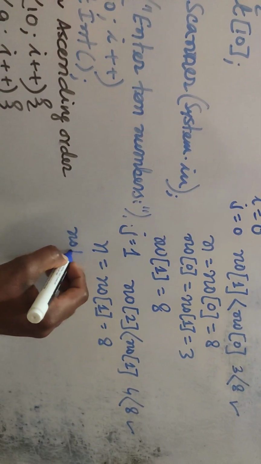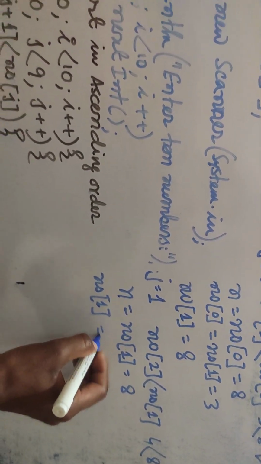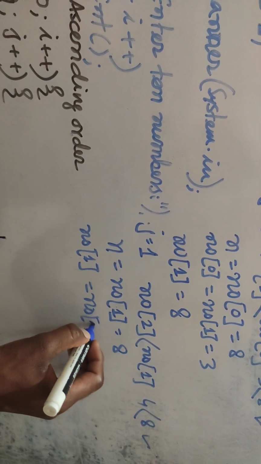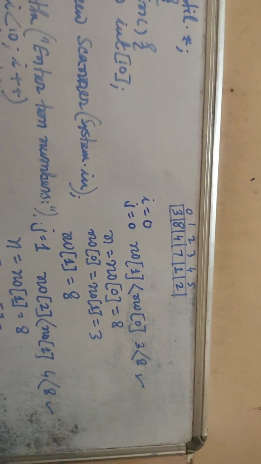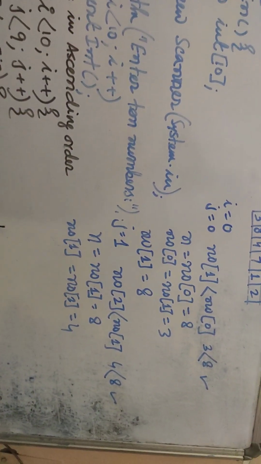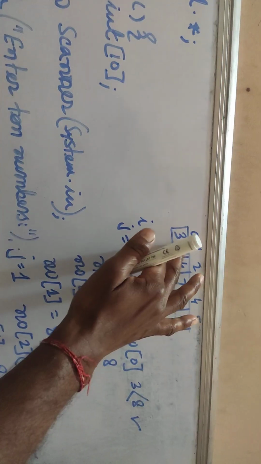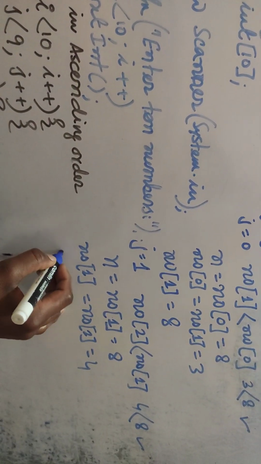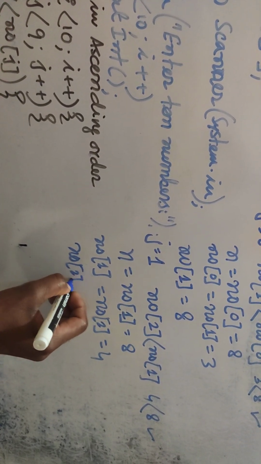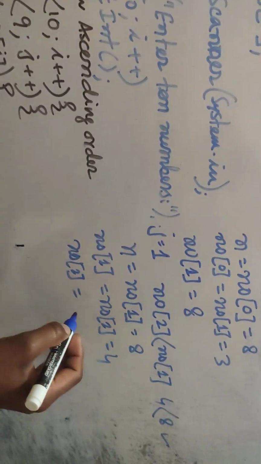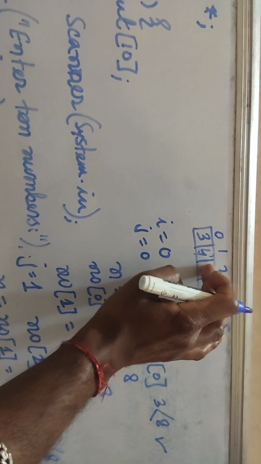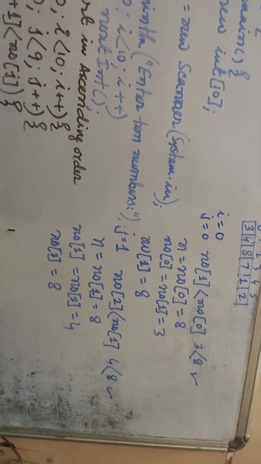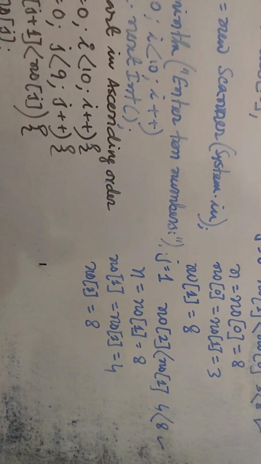Now number of j plus 1 means 2. In 2 location which value is there? 4. So 4 has come in number of 1 position. Here now number of 2, in number of 2 goes n. n means 8. So here 8 is placed. Okay. So this way it will run.